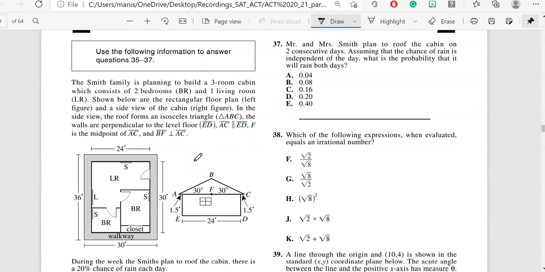Use the following information to answer question number 35 to 37. The Smith family is planning to build a three-room cabin which consists of two bedrooms and one living room.